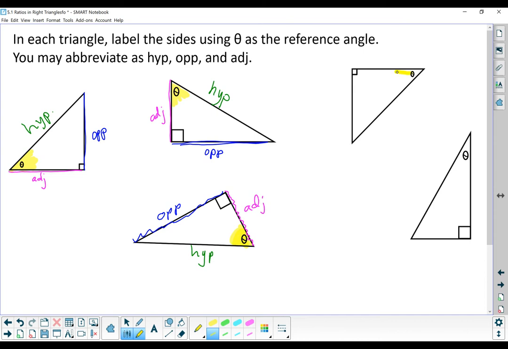And so let's go to this one. Our reference angle theta is over here on this side. The hypotenuse is right here across from that 90-degree angle. Since theta is up here, our adjacent leg is at the top, right adjacent to or adjoining theta. And we've got our opposite leg over here on this side. Okay, and you can try to finish that one if you want.